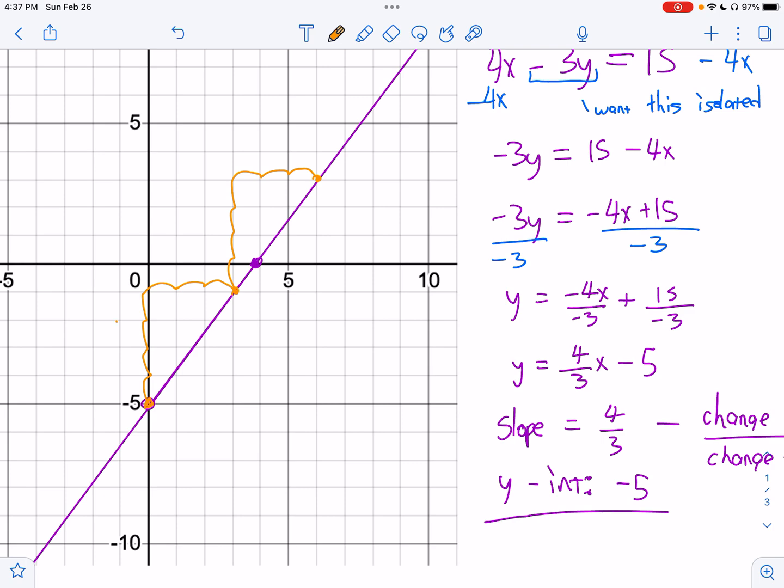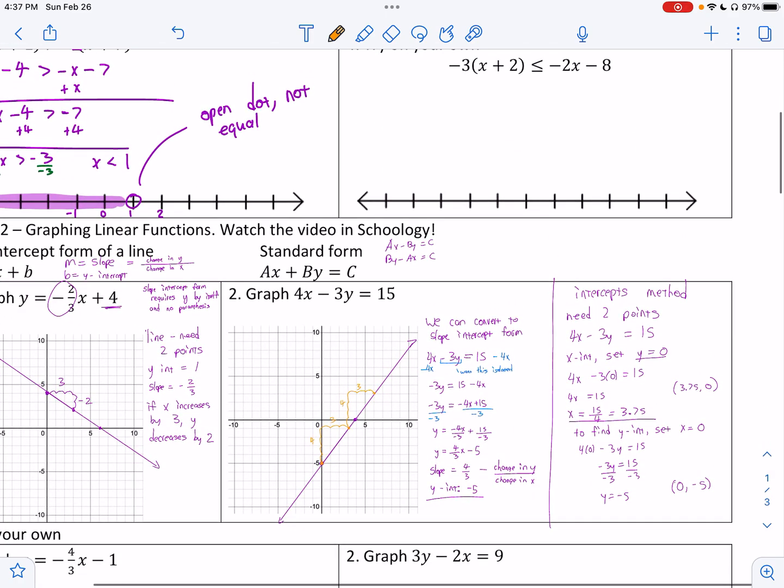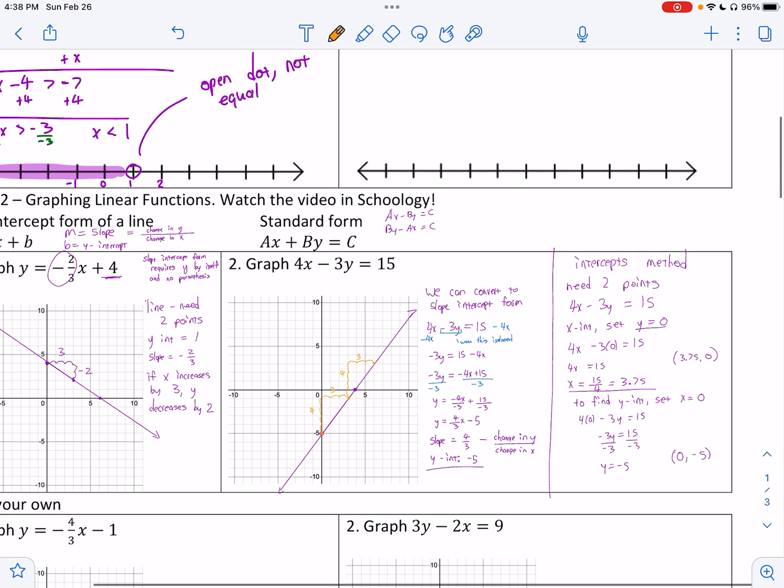All right, so it still has that slope of 4/3, even though the intercepts method doesn't find the slope exactly for us. So either of these methods is perfectly good for graphing lines. So you don't have to learn both. Whichever one you like better is the one that you're allowed to use. And I'll make sure to go over both ways when we do inequalities.